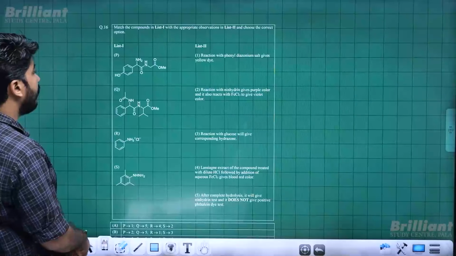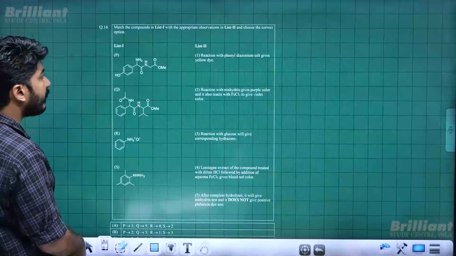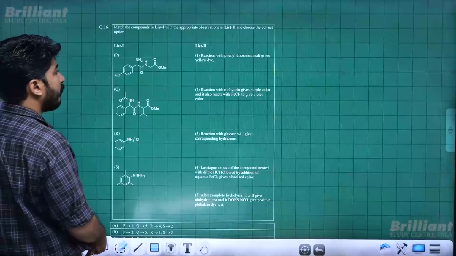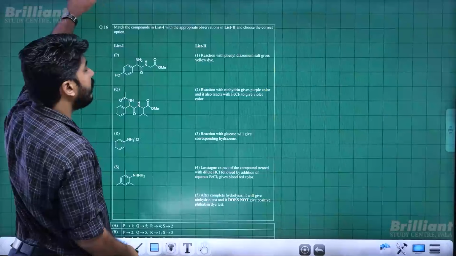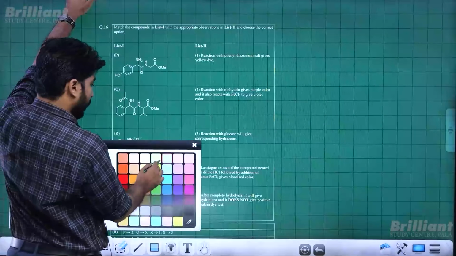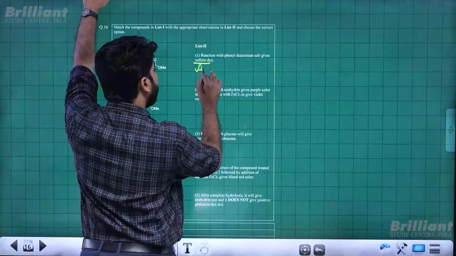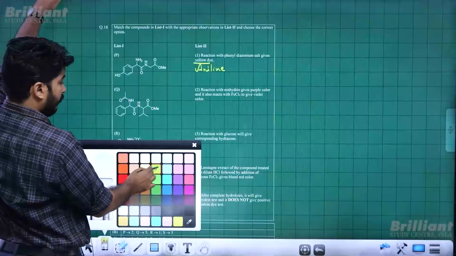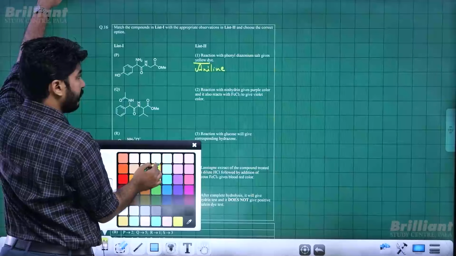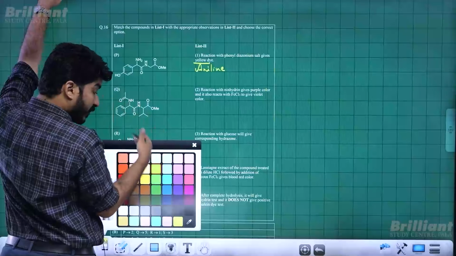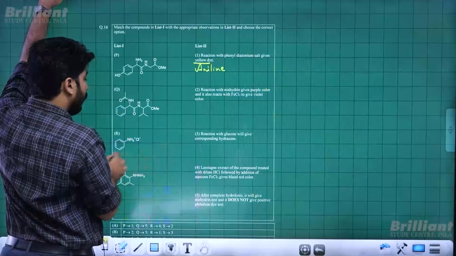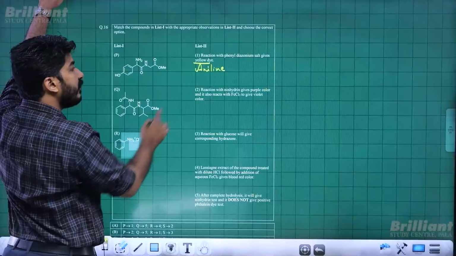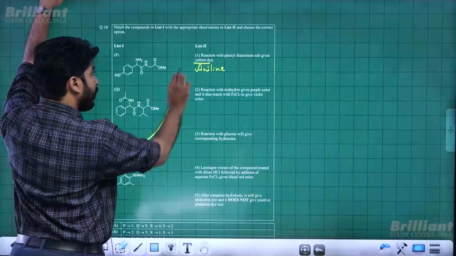List 1 is showing certain compounds, and observations are given in list 2. So reaction with phenyl diazonium salt gives a yellow dye. Yellow dye is formed with aniline. Aniline yellow, you know, right? So para aminoazobenzene is formed. That's aniline, that is the yellow dye. So aniline will be matching with 1. Aniline is able to form a yellow dye with phenyl diazonium salt. So R can match with 1.